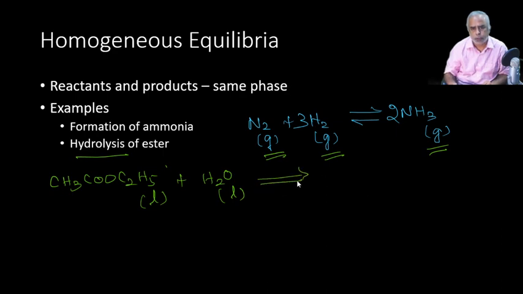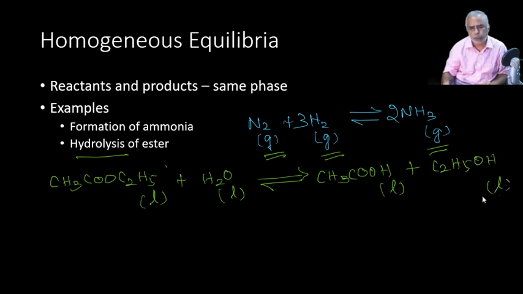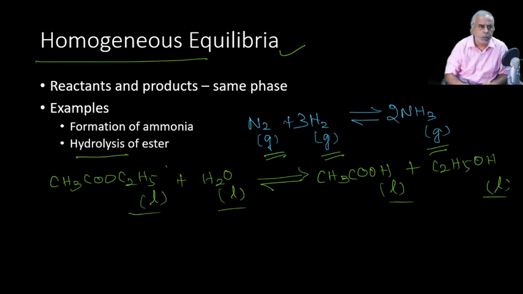Now it becomes, you have to put this equilibrium arrow, CH3COOH, that is acetic acid in the liquid form or aqueous form, plus alcohol, C2H5OH. This is also in the liquid form. So all are in the liquid form, and that is why this is also a very good example of homogeneous equilibria.